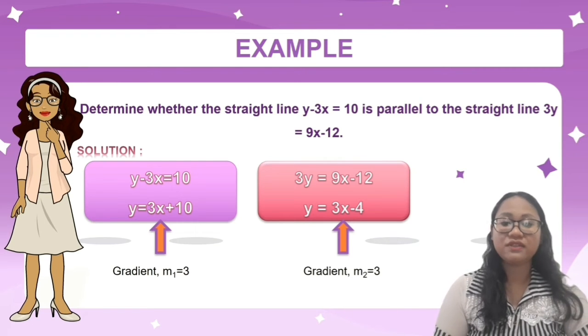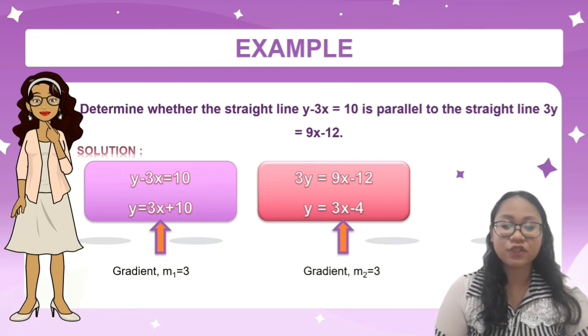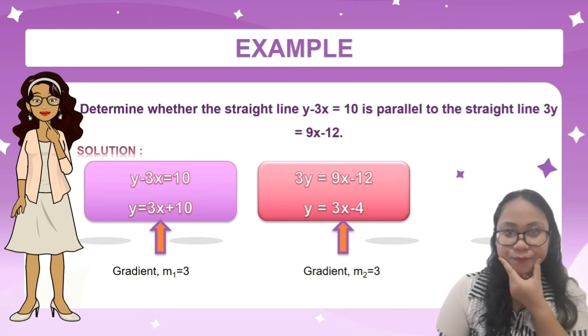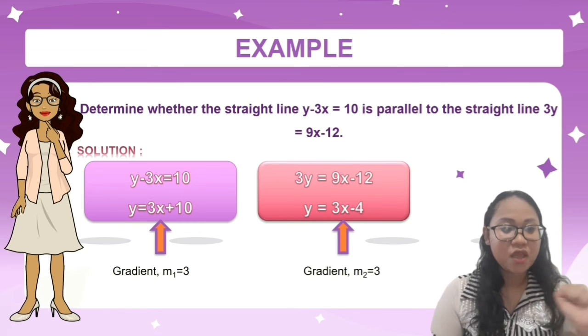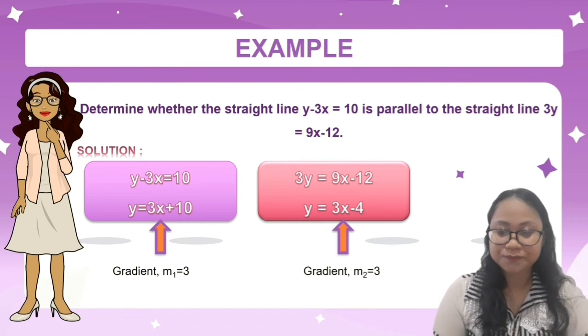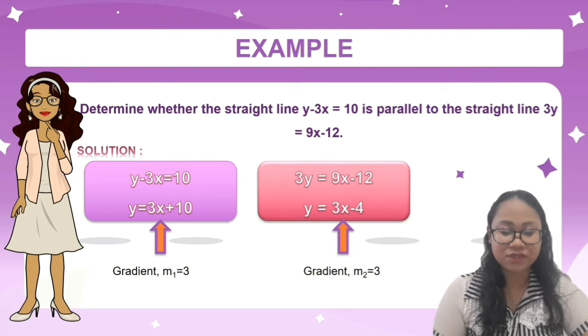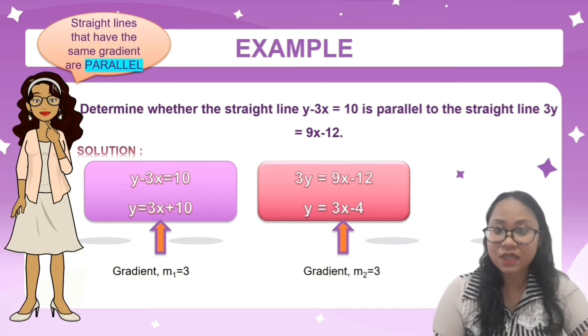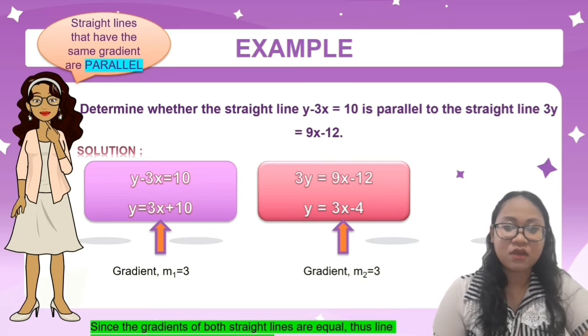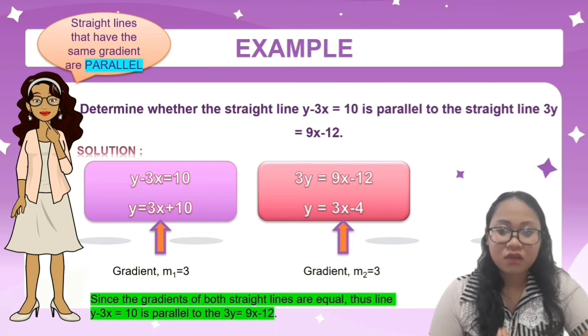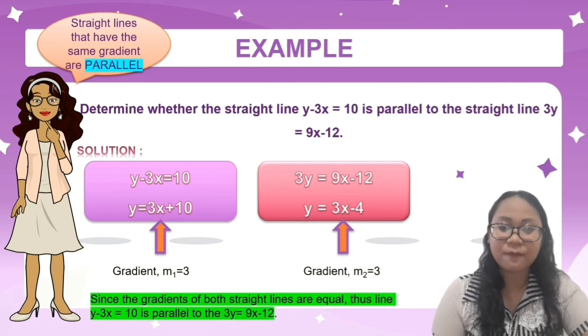However, we are not done yet since we have not answered the question. For the third step, do they have the same gradient value? Yes, obviously, their gradient values are equal. Before we make a conclusion, let's recall the definition, which is straight lines that have the same gradients are parallel. Therefore, what we can conclude is the line y minus 3x equal to 10 is parallel to the line 3y equal to 9x minus 12.